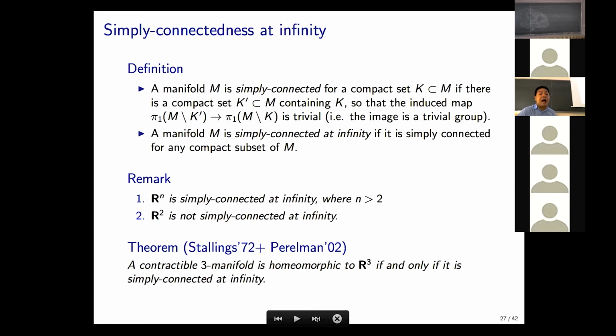Okay, for example, we know R^n is simply connected at infinity, where n is greater than 2. R^2 is not simply connected at infinity, because if we delete a disk from R^2, the fundamental group is non-trivial. Okay. The Stallings and Poincaré results imply that a contractible three-manifold is homeomorphic to R^3 if and only if the manifold is simply connected at infinity.